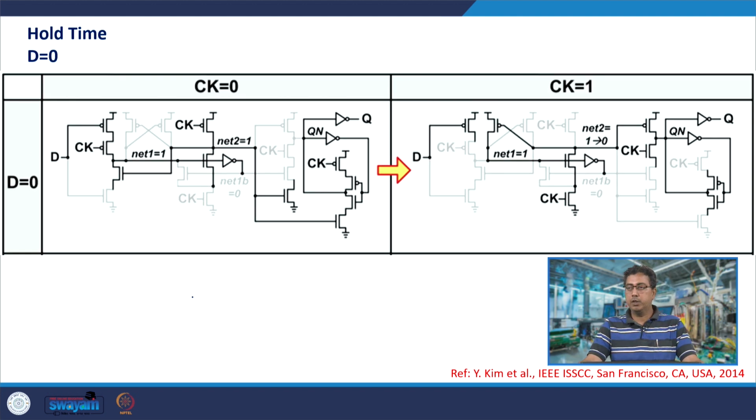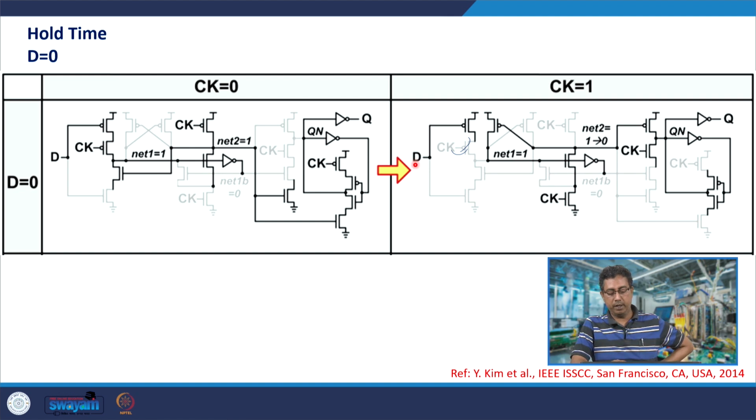Now, let us discuss hold time. Let us discuss the hold time of this circuit. After the clock turns high, suppose D turns from 0 to VDD. Now, net 1 is at VDD, D turns from 0 to VDD, and this transistor M2 is off anyway because clock has turned high. D turns from 0 to VDD, and therefore net 1 can be, but this transistor is off. So, net 1 is not affected.